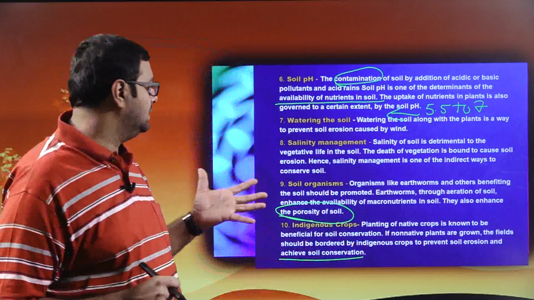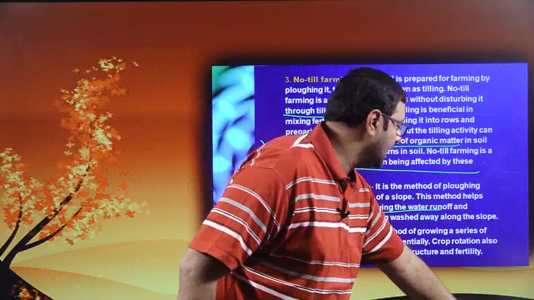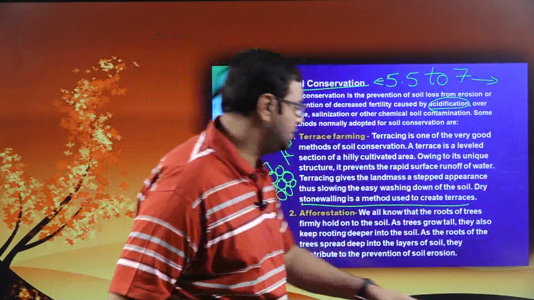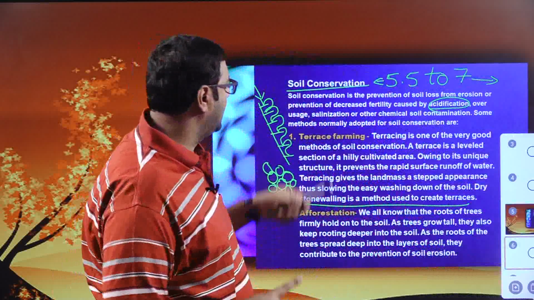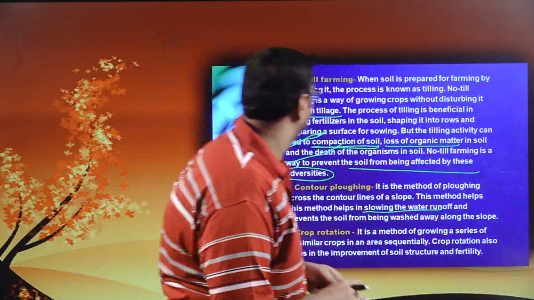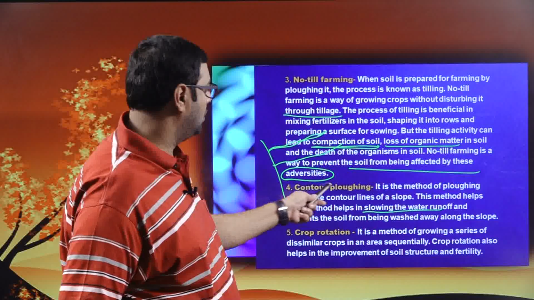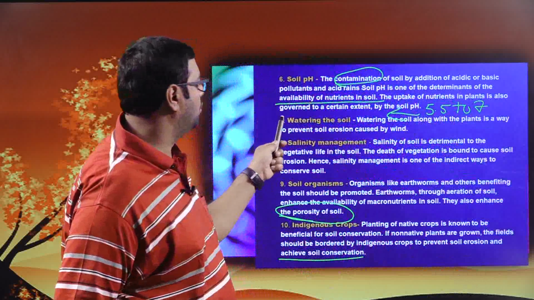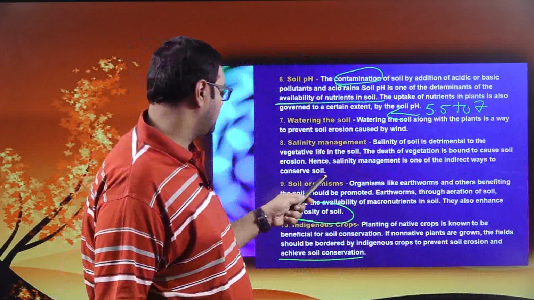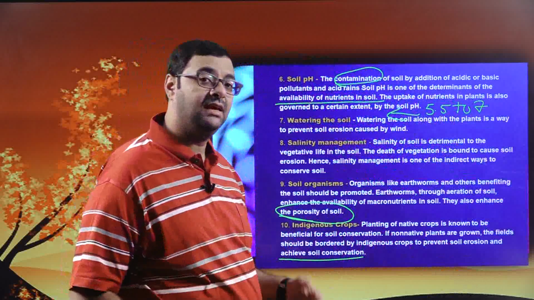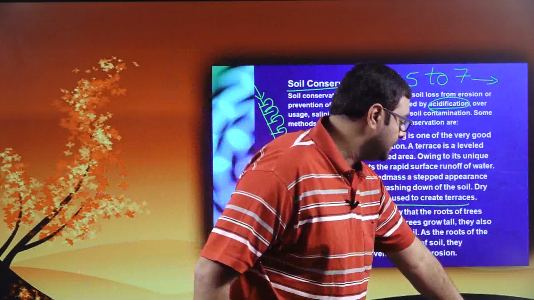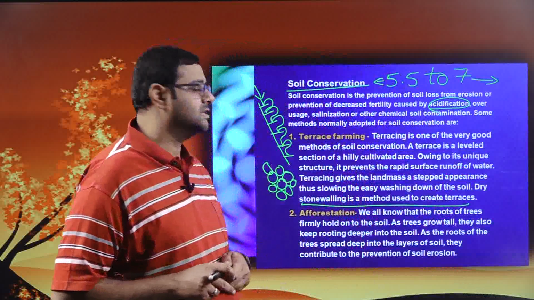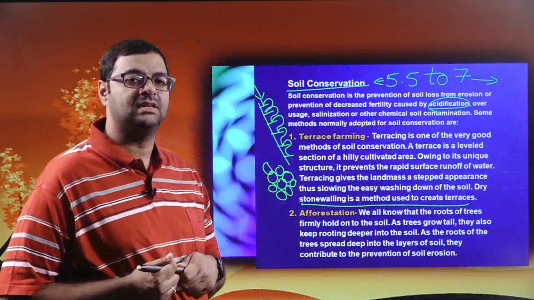So these are the 10 ways in which soil can be conserved: terrace farming, afforestation, no-till farming, contour ploughing, crop rotation, then soil pH, watering the soil, salinity management, soil organisms, and indigenous crops. These are the various methods involved in soil conservation. I hope that you have understood this session very well.